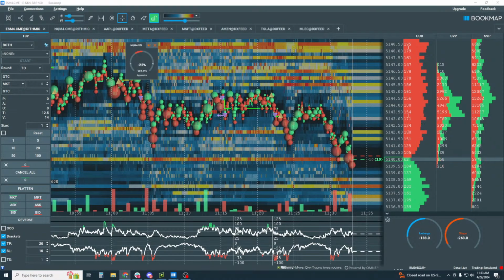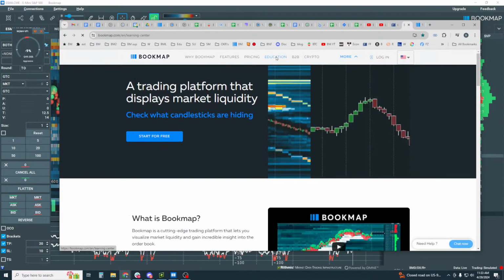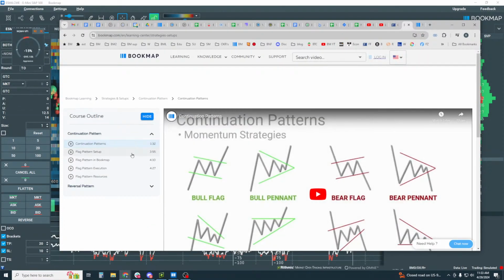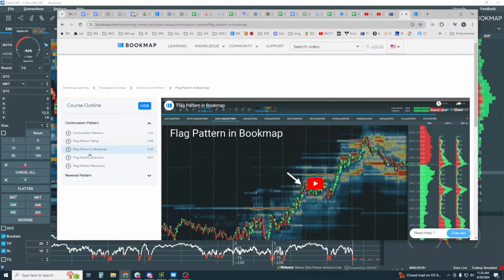I really encourage you to go to our Bookmap Learning Center. Just go to bookmap.com, education, and go to the strategies and setups in here. These setups will go through your criteria checklist. We only take trades based on criteria. I didn't do so much of that in this webinar, but we did earlier with that footprint chart, and that worked out nicely. The other ones were just kind of shots in the dark.